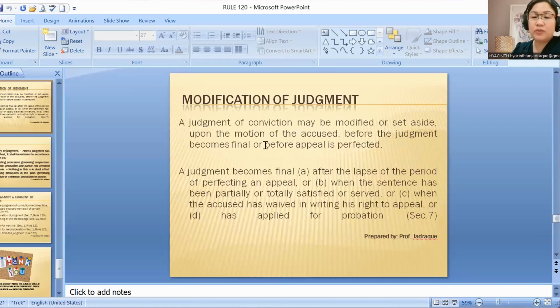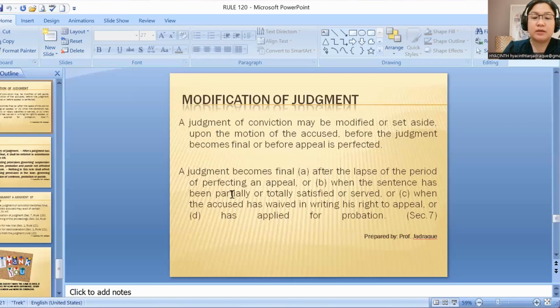So when will you do that? Within the period before the judgment becomes final. A judgment becomes final after the lapse of the period of perfecting an appeal, or when the sentence has been partially or totally satisfied or served, or when the accused has waived in writing his right to appeal or has applied for probation. So what does the second paragraph mean?